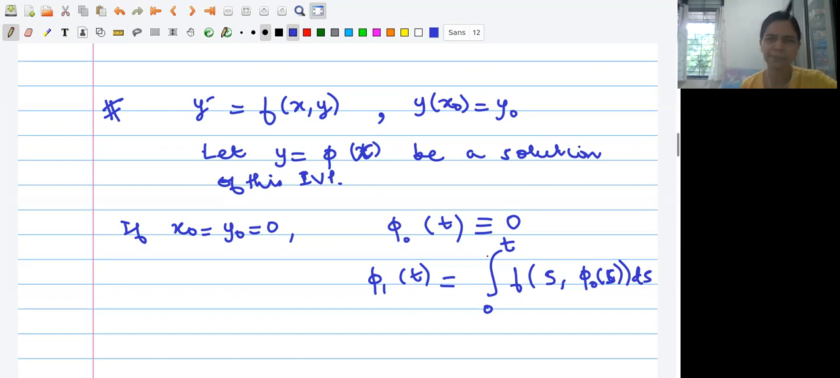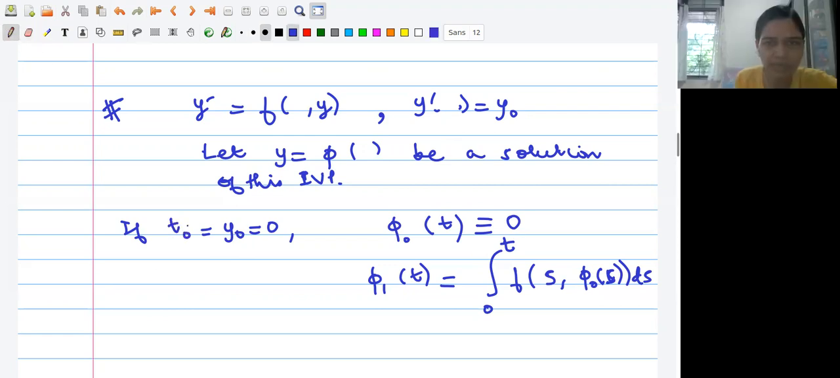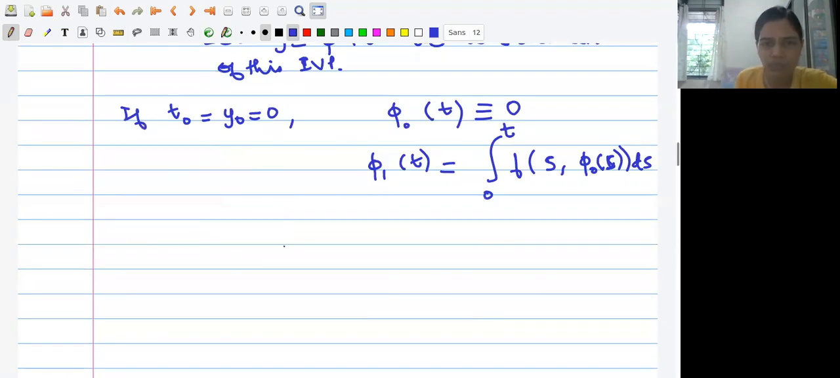Is that okay? Yes, ma'am. So maybe I should replace this by t everywhere, make it t naught, just for uniformity. So this is okay, right? T naught, phi of t and y of t. Correct? Is that okay? Now, let's just write down one more iterate.